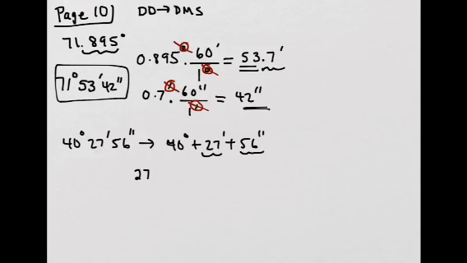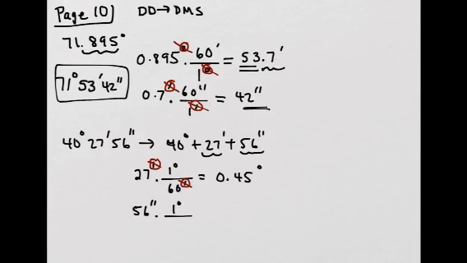So 27 minutes, we're going to convert it to degrees, and remember, 1 degree is 60 minutes. Minute and minute cancel out. You're left with degree. 27 divided by 60. Again, take your calculator and you get 0.45 degrees. Okay? Now you take the 56 seconds. 56 seconds, we want to convert it to degrees.